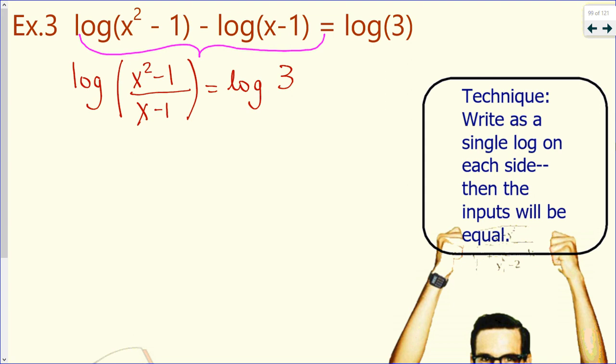So notice now we have 1 log on one side, 1 log on the other side, and those logs are the same. They're both base 10 logs. So if you have the same logarithm on both sides and just 1 on each side, then the inputs into the logs must be equal. So in other words, x squared minus 1 over x minus 1 has to equal 3.